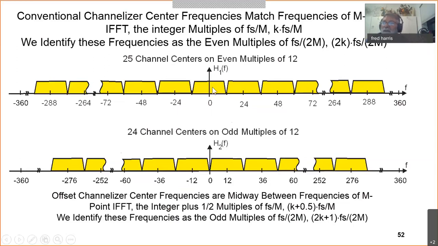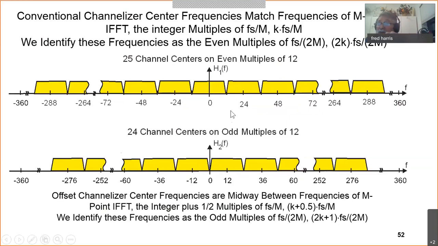See, if you build them with a bin centered at 0, you've got DC in the center of one of your bins. DC is not a nice guy as far as the analog world is concerned. That's why OFDM doesn't put anything at DC, because you're going to get intrusion from the analog world into the DC bin. So what we often do is we shift all the bins sideways, so DC is now between two channels instead of the middle of a channel, and you don't waste a channel. So this is why we might be interested in having the bins at the odd multiples of F sub S over 2M instead of the even multiples of F sub S over M. Ta-da!